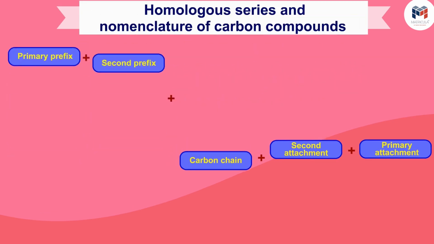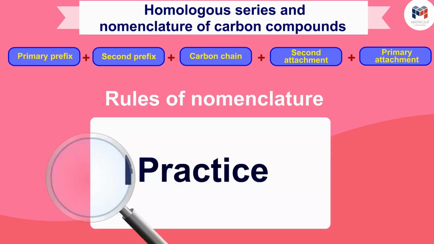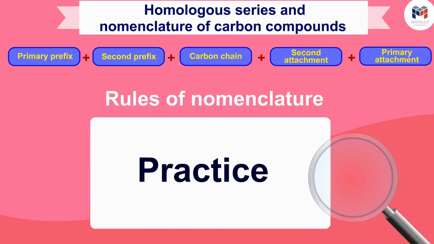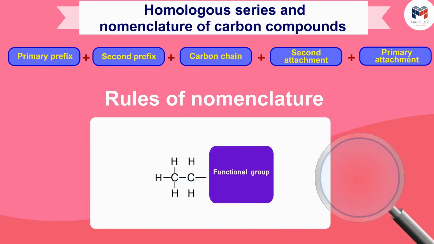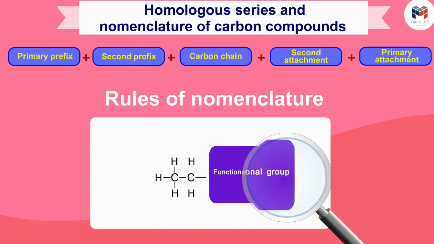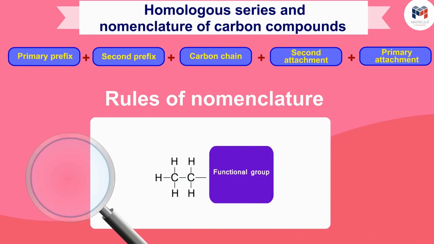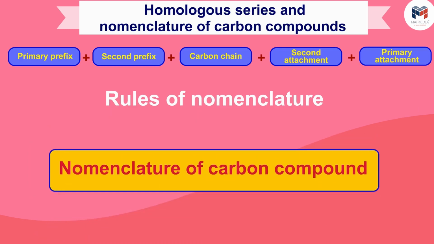Now, we will discuss the rules of this nomenclature. But it can be a bit difficult for you to understand at once, because, like mathematics, you will need to practice it. By discussing it through examples, it will start to be easy to understand, and you will be able to name any compound. Let's know about the nomenclature.